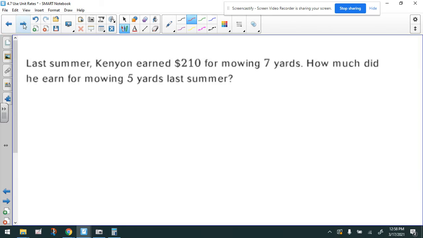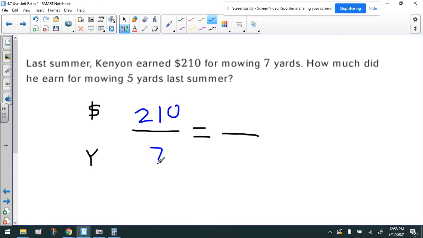Let me find one that I like. Let's look at this one. Last summer, Kenyon earned $210 for mowing 7 yards. How much did he earn for mowing 5 yards last summer? So this one works very nicely with proportional reasoning because the numbers are reducible. So once again, we're talking about money and we're talking about yards. So it's $210 for 7 yards.